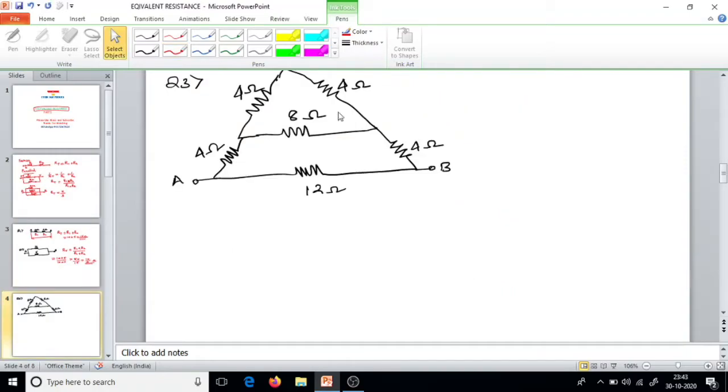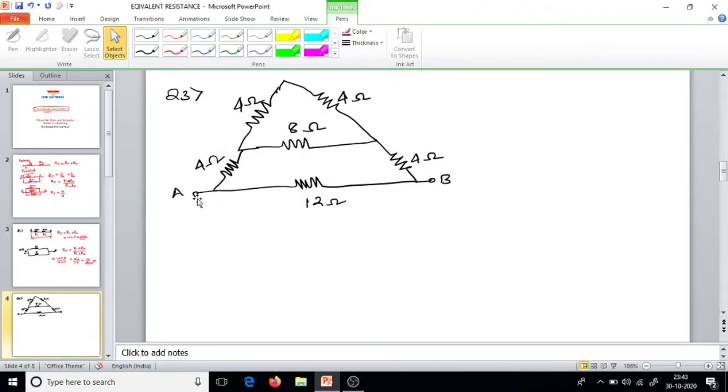Now this circuit, we have to simplify it and find the resistance between the points A and B. We want the resistance from A and B, so we are looking into the circuit from here, and we start from the other end. If we see, these two resistors are in series, 4 ohm and 4 ohm.